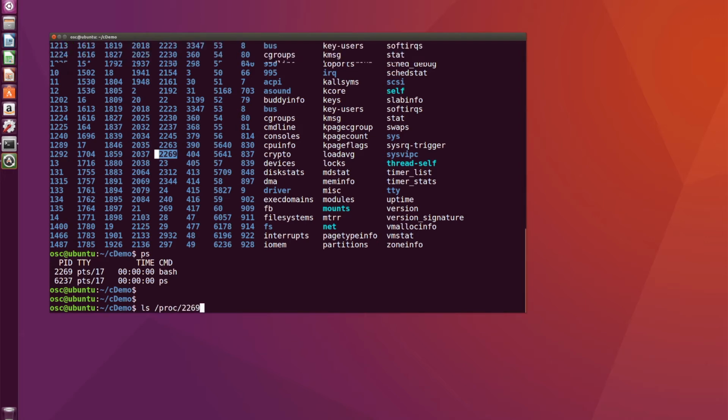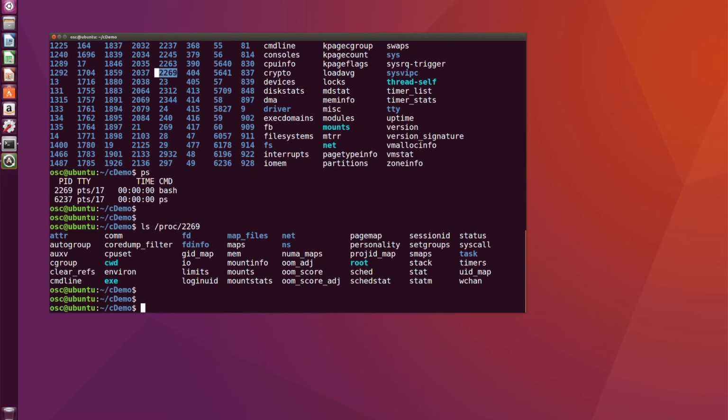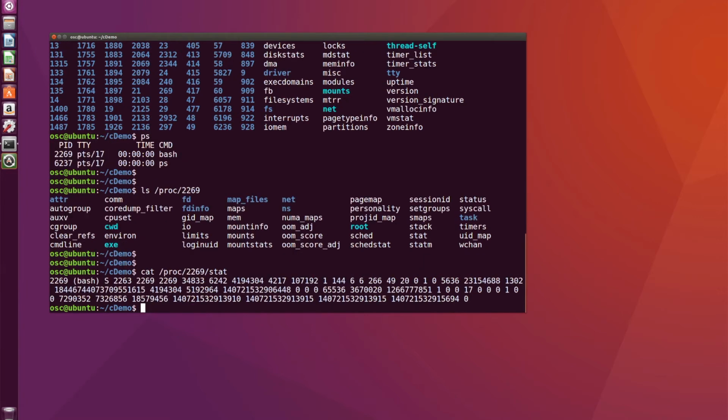So if I do an ls list of /proc/2269, you'll notice one of the things I have is something called the stat file. So if I do an ls on the stat file, instead of this ls, let's do a cat. So we're going to list out what's in this stat file. It'll give us the statistics of the process running the command line shell that you see here.